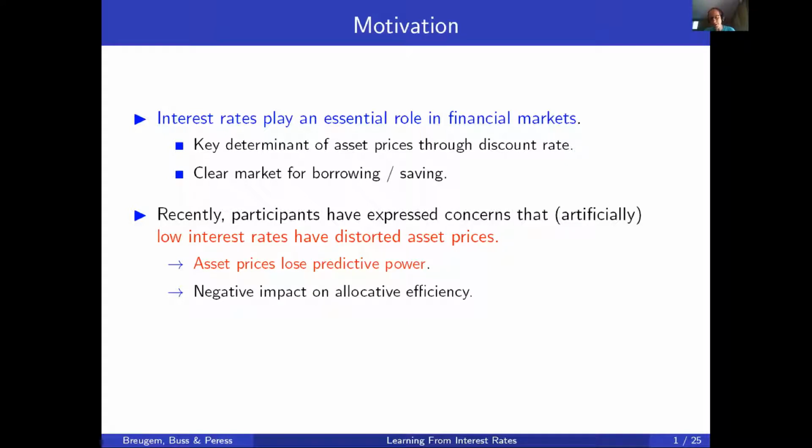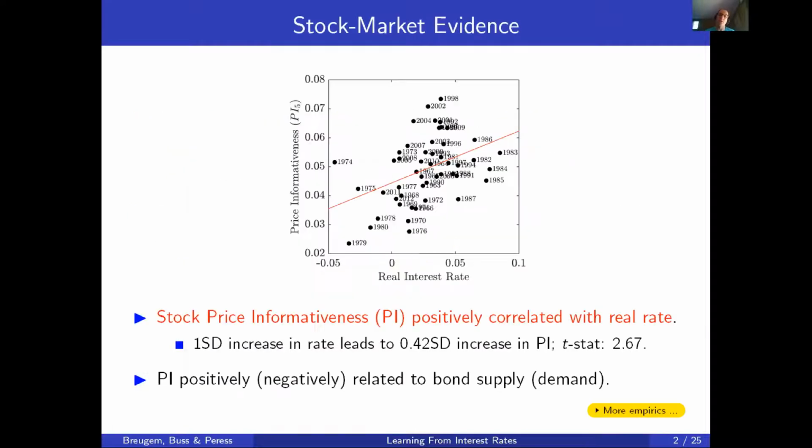So we're going to try and speak to that debate, and to motivate our talk a little bit. The paper is a theoretical paper. We have some suggestive evidence about whether these claims are substantiated or not. So we have here some evidence that's drawn from the stock market.